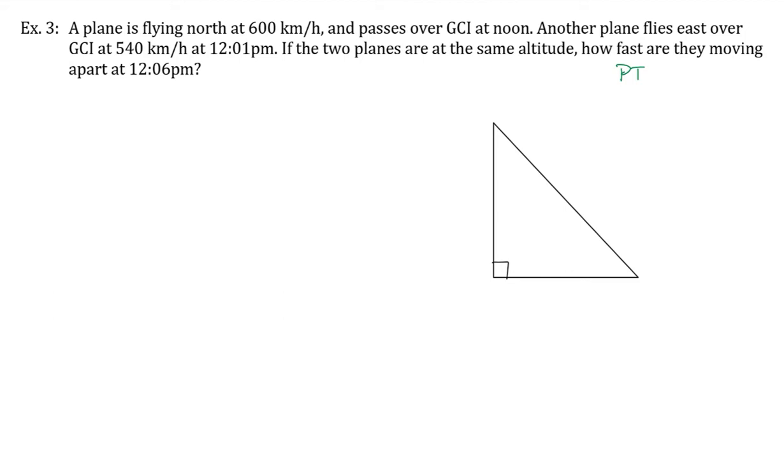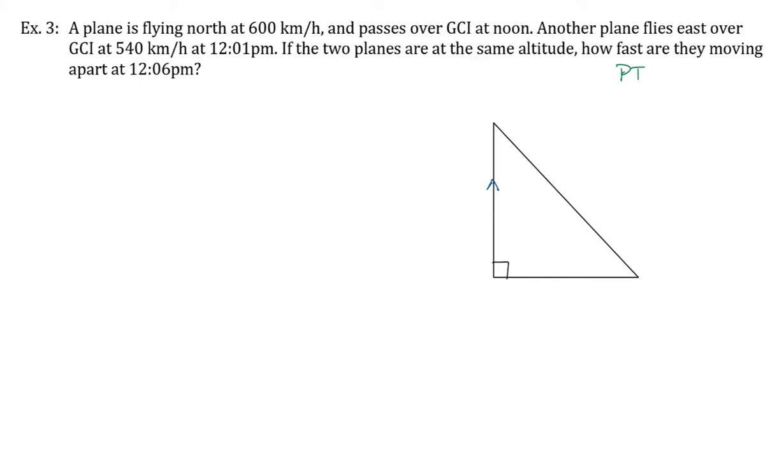A plane is flying north at 600 kilometers per hour. So that's obviously this one, and I like to put a little arrow on it. And I usually put it sort of in the middle, because if you put it on the end, I don't know, usually it just doesn't look nice and it kind of gets lost. So I put them in the middle to show the direction. Passes over GCI at noon.